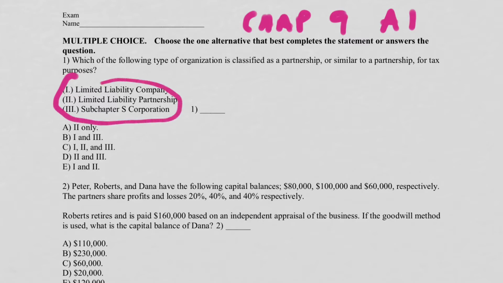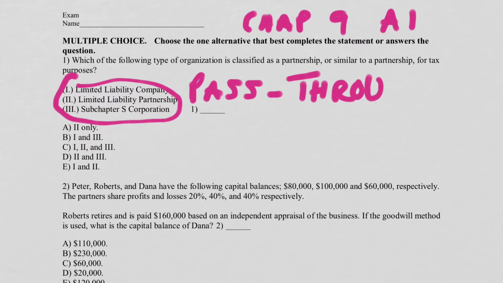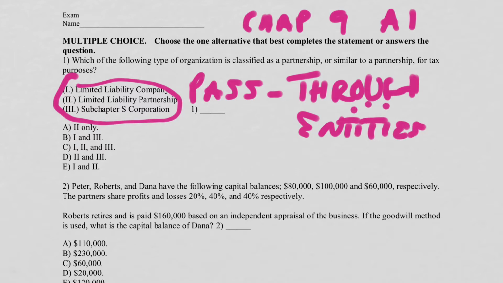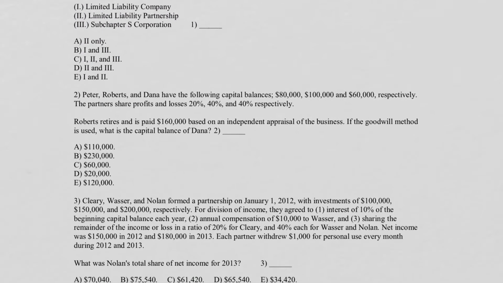Turns out all three of these are what's known as pass-through entities. So if you pick that up, that's good. You understand for tax purposes what you've got. Pass-through entities. So the answer is C. They're all alike. They're not absolutely similar, but they're fairly close. Answer C. Okay, now we go to number 2.